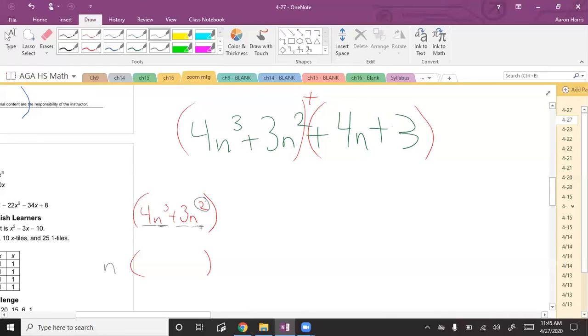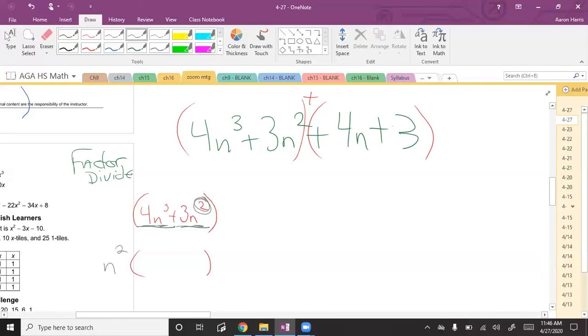N cubed and n squared? 2. So n squared, correct? Now what do I do with that? What does the word factored mean? Distribute. No. Divide. Good. Distributing means multiply. Factoring means divide. Everybody get that together.